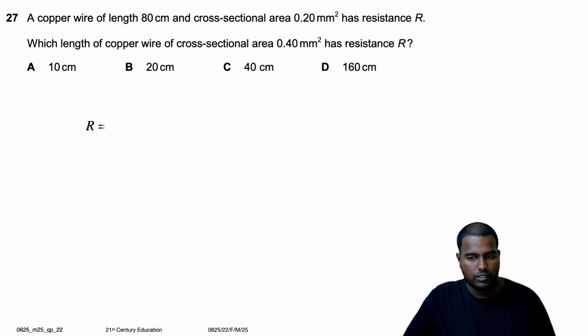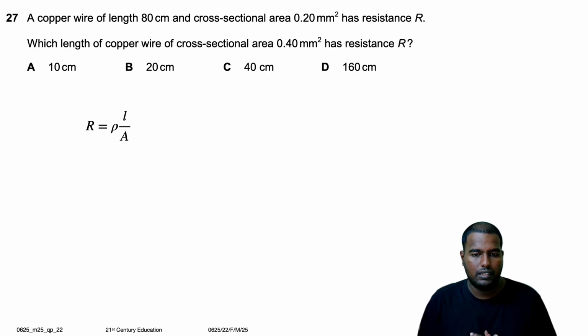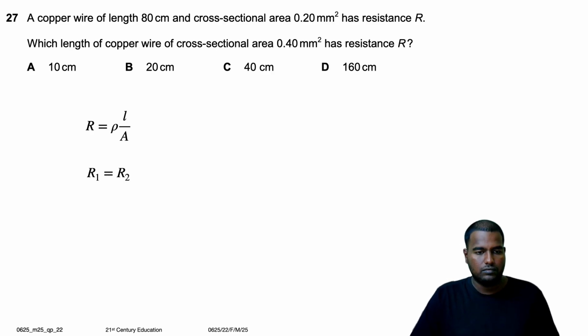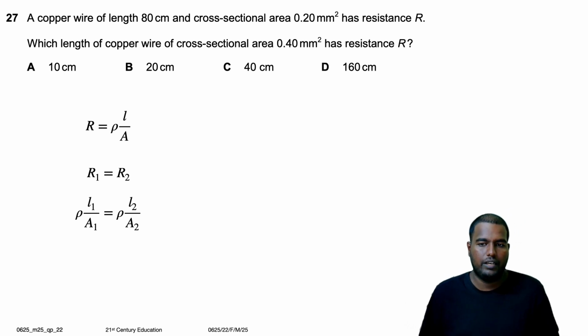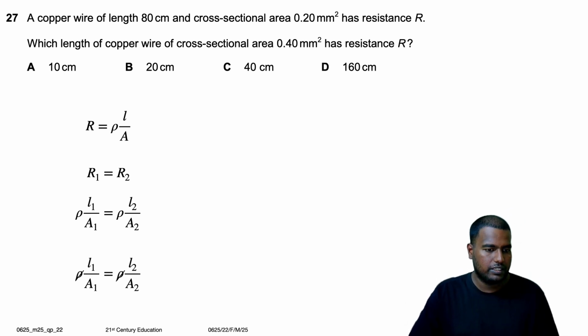Okay, we know that R is rho L by A, and they are asking which length of a copper wire with a different cross-sectional area will give the same resistance. So R1 is equal to R2. So we'll write rho L1 by A1 equal to rho L2 by A2. We'll cancel the rho, the resistivity. L1 by A1 is L2 by A2.